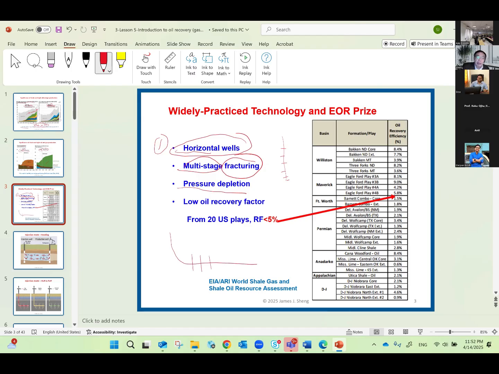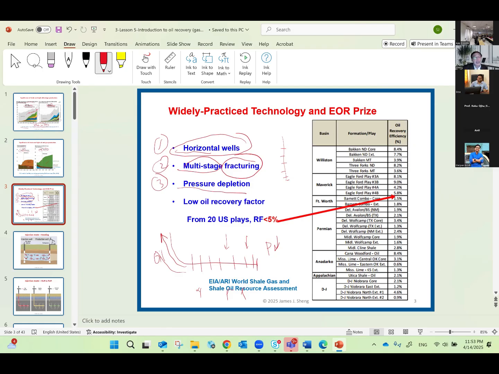You have multi-stage fracturing, and then after that you're going to produce oil. Let's use oil as an example. Then oil comes here, and oil goes up. What about the pressure? It goes down. As more oil is produced, pressure is going down. Okay, so that is the technology status to produce shale and tight reservoirs.